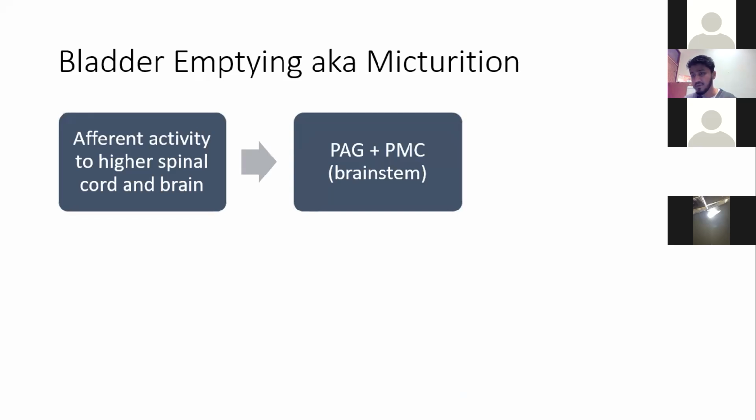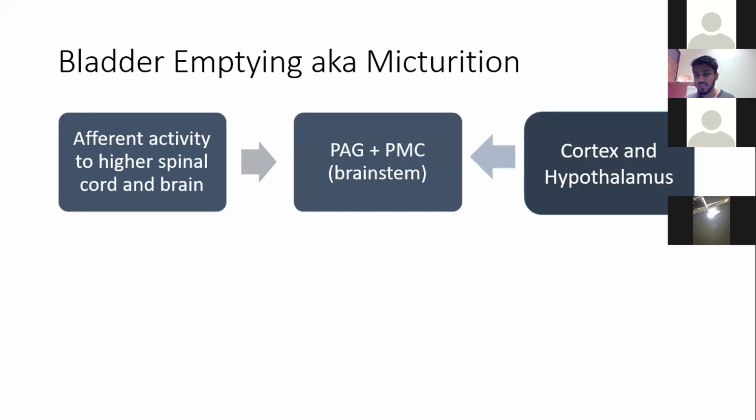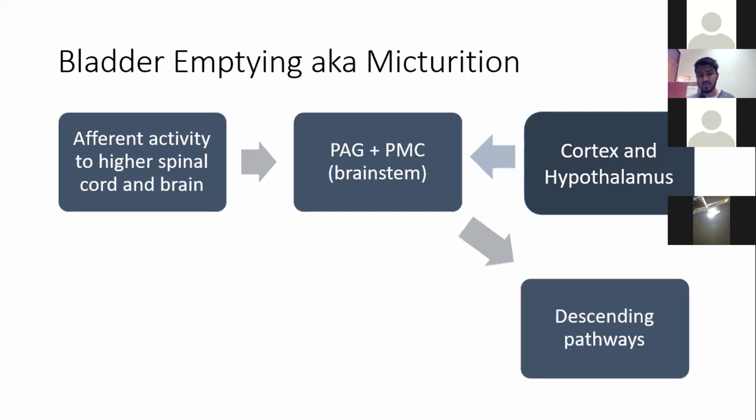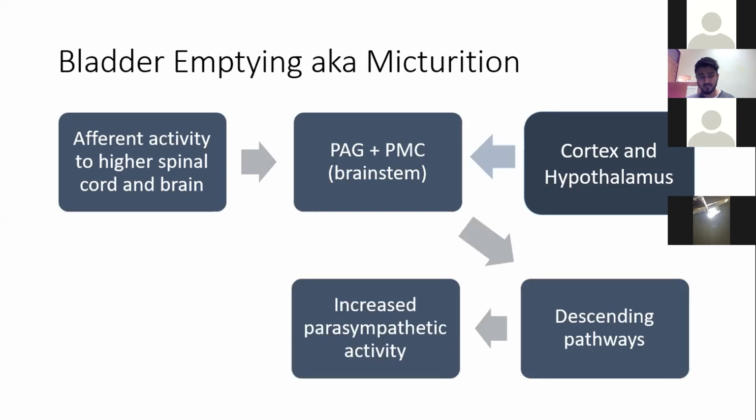But it's not that simple. They are also getting input from the cortex and hypothalamus. And this is where our learned behaviors come into play. Our emotions come into play. How we know where we have to avoid, the appropriateness of micturition. This is why we have learned all our lives to not just go pee in the middle of a room. So all of this is actually linked to the system in the periaqueductal gray and the pontine micturition center in the brainstem, which control the descending pathways.